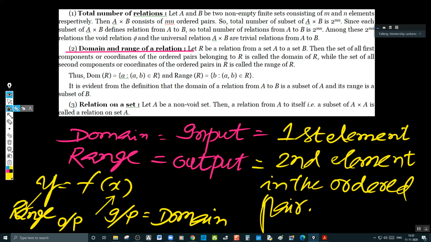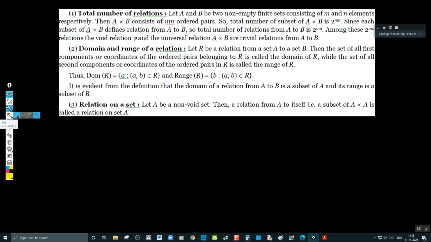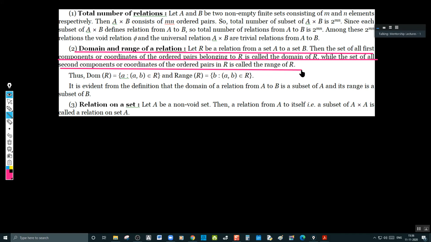What is the domain and range of a relation? The first element is the domain and the second element is the range. Let us read it once. Domain and range of a relation. Let R be a relation from set A to set B. Then the set of all first components or coordinates of the ordered pairs belonging to R is called the domain of R, while the set of all second components or coordinates of the ordered pairs of R is called the range of R. That's what I said now.